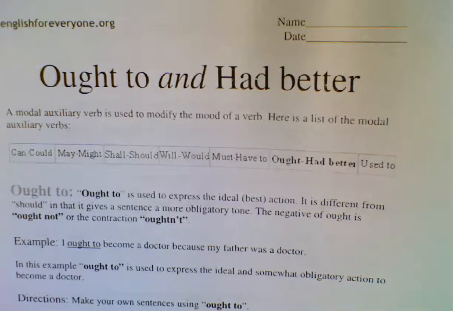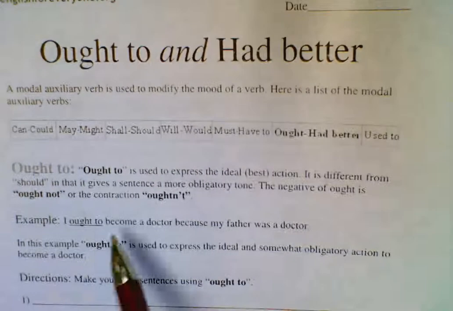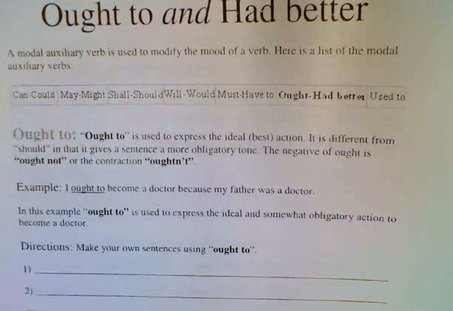All right, the last page on here is ought to and had better. Ought to is used to express the ideal action, the best action you can take, something you probably should do. It is different from should, and that gives a sentence a more obligatory tone. So the negative of this, obviously, is ought not, or I oughtn't. So, for example, I ought to become a doctor because my father was a doctor, expresses that this is probably ideal. It's almost more obligatory. My dad was a doctor. I probably should keep that family tradition going.